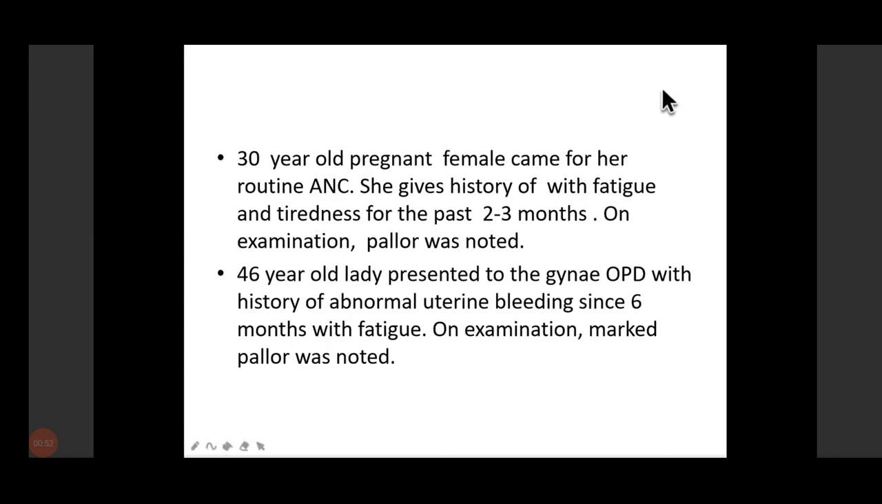Okay, so this is your first clinical history. Get that when you do your exams, you will maybe be seeing a clinical history. This is of a 34-year-old pregnant female who had come for a routine antenatal checkup. So this female came to the gynae OPD. She gives a history of fatigue and tiredness for the past 2 to 3 months. On examination, pallor was noted. So you see on the mucosal surface what the pallor is. You tell them, you see on the palpebral conjunctiva, and you feel that the patient is pale.